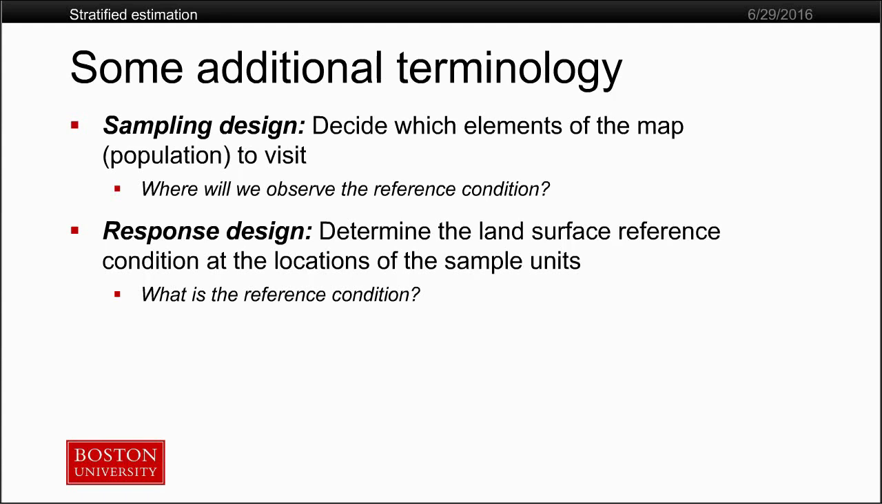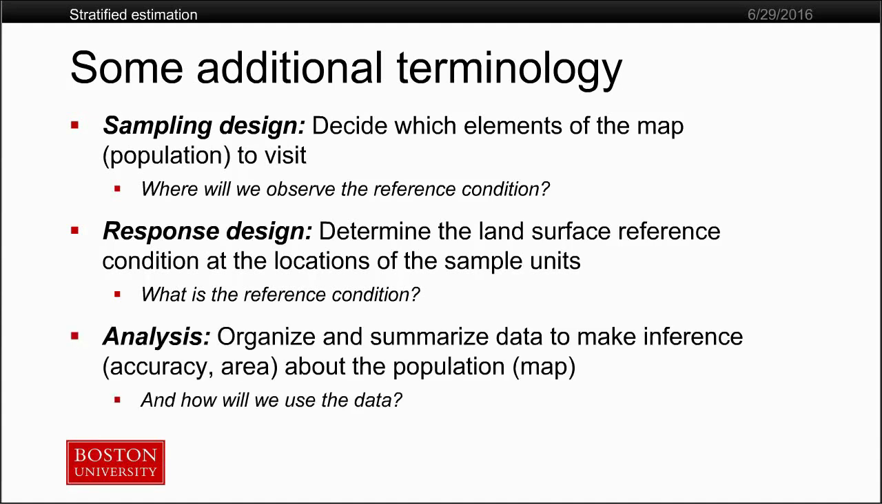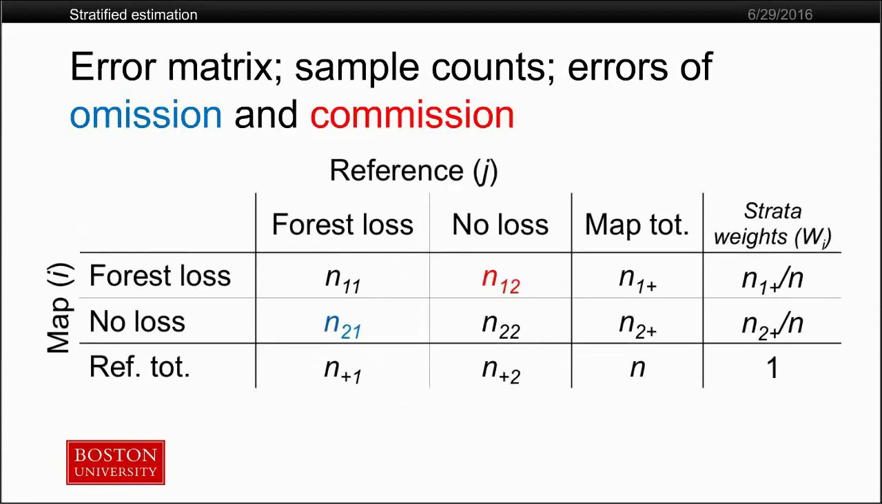Once we have done that, we need to determine the land surface reference condition at the locations of the sample units. Right, so now we have our sample in place. The next step is to identify a set of reference data and determine the reference condition at each of these locations. And this is usually a very time-consuming exercise, right? If you have, let's say, 500 units spread across a country, you're going to have to collect the data for these 500 units, and then determine what the reference conditions are. Once you have done that, you can analyze it. So the last part of this whole workflow is the analysis. And this is where we construct our estimators. We calculate our accuracy measures and our confidence intervals and all that.